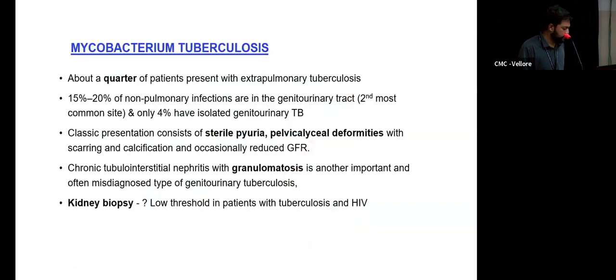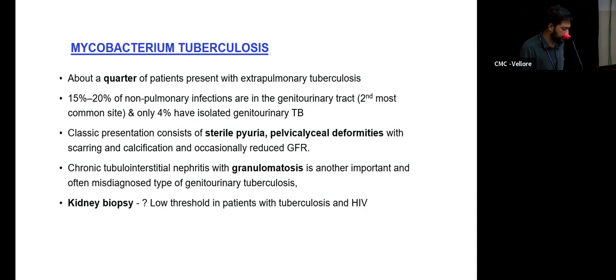So Mycobacterium tuberculosis, I wanted to include in the chronic interstitial nephritis part because here you have all sorts of manifestations. About a quarter of patients present with extrapulmonary TB, if you look at the whole number of TB patients, and in that 15 to 20% of non-pulmonary infections are in the GIT, with the genitourinary tract the second most common site, and only 4% have isolated genitourinary TB. So classic presentations include sterile pyuria, pelvicalyceal deformities, scarring and calcification, and occasionally reduced GFR.